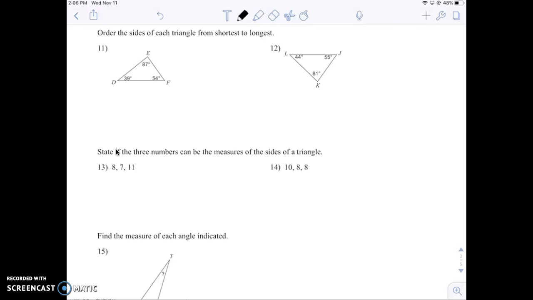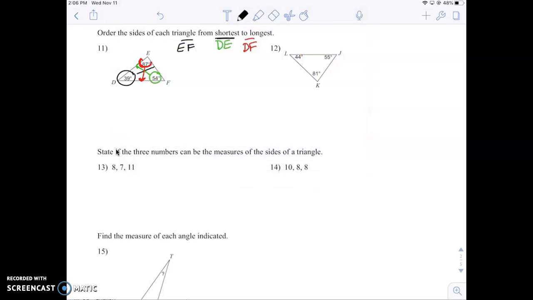Order the sides from shortest to longest. So if I want to go the shortest side, I'm looking for the smallest angle. My smallest angle is 39, therefore my shortest side is EF. My medium angle is 54, therefore my medium side is DE. And my biggest angle is across from my biggest side, which is DF. Now that's from shortest to longest.